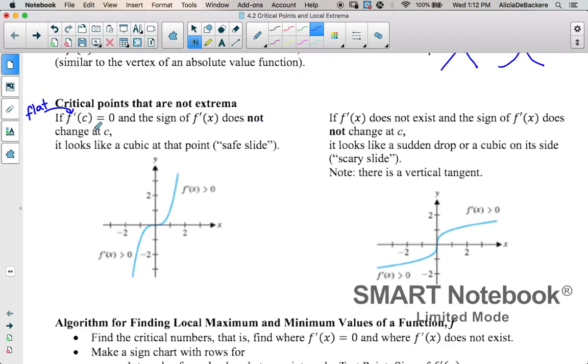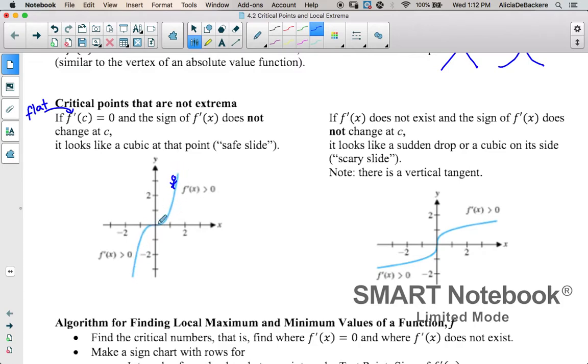And the derivative does not change sign. It's going to look like a cubic function from advanced functions. And I'm going to call this a safe slide. So the safe slide's got like this little flat spot. So you can imagine me sliding down here. Here I am, and I come sliding down, and this flat spot slows me down, and then I come down the rest of the slide.